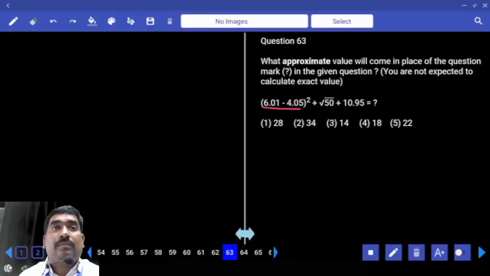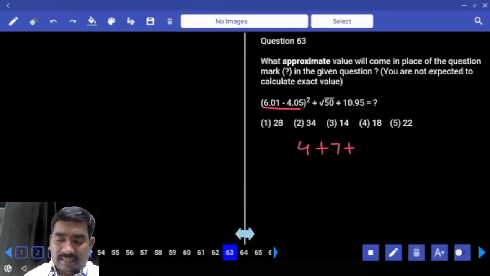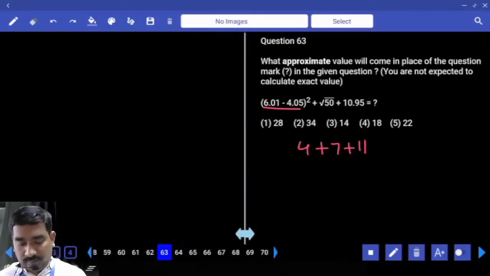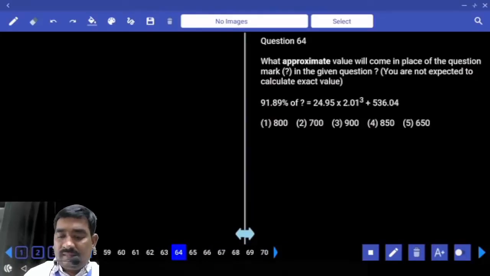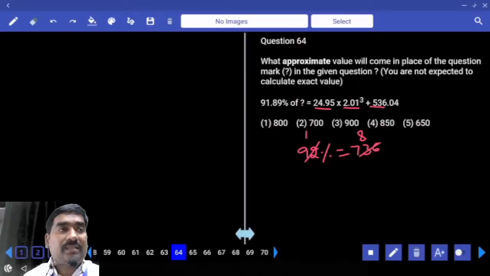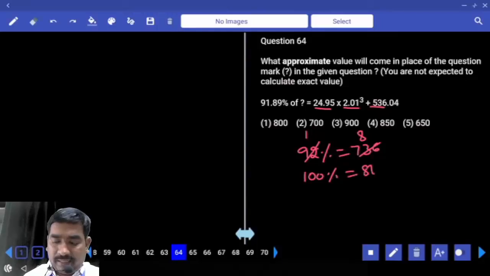6 minus 4, 2 square. Root 49 plus 11. Total 22. This is 92%. 25 into 2 cube, 2 cube is 8. 25 8 times is 200, plus 536, total 736. 92 1 time, 92 8 times. 1% value is 8, then 100% value is 800, your answer.